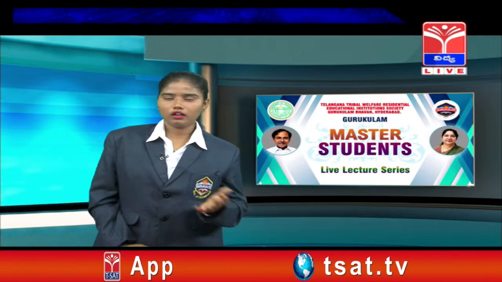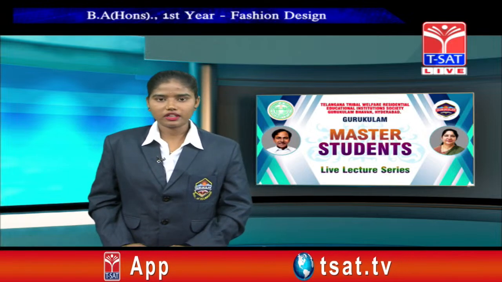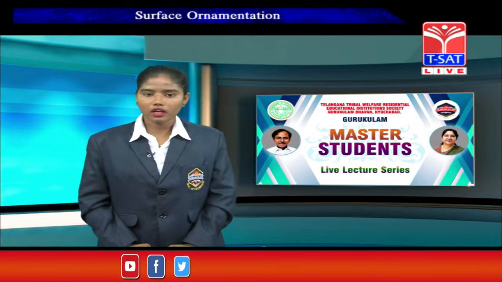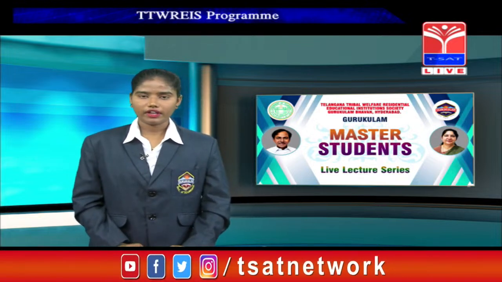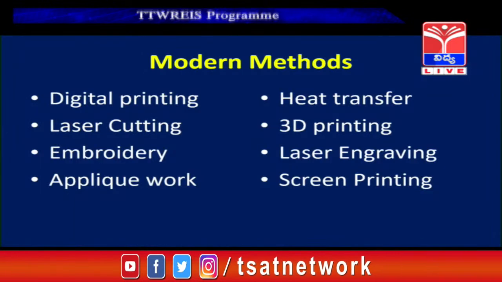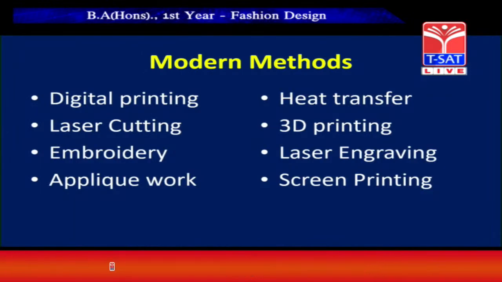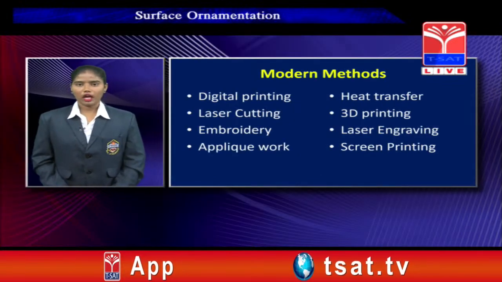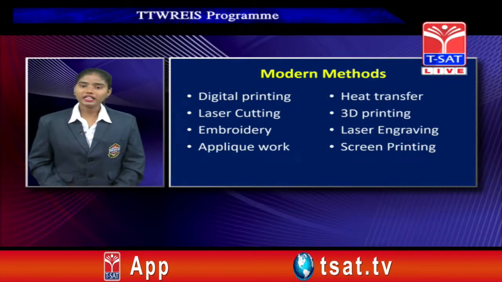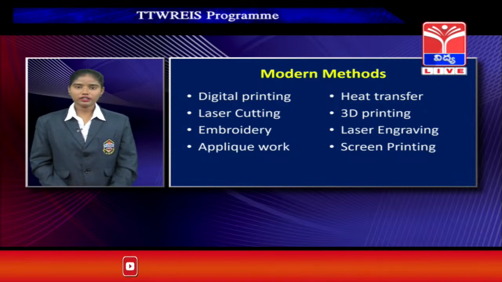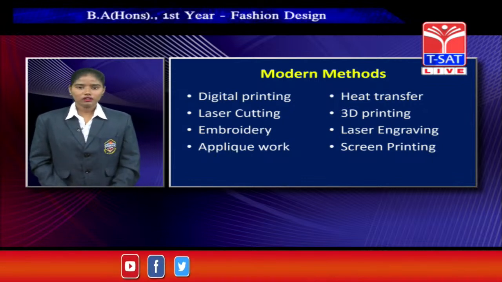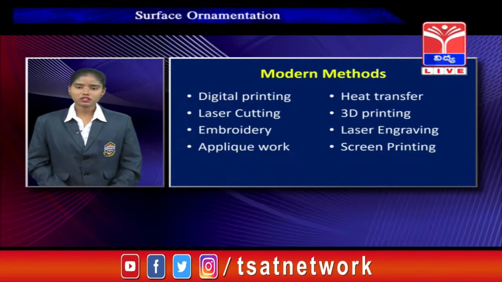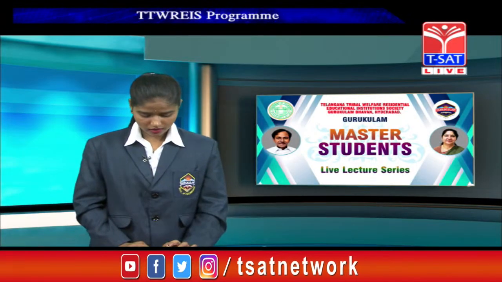So just now we studied the traditional methods, right? Now we are moving to the modern methods. Here we have 8 types of modern methods. First one is digital printing, second one is laser cutting, third one is embroidery, fourth one is applique work, fifth one is heat transfer, sixth one is 3D printing, seventh one is laser engraving, and the last one is screen printing. We will discuss these now.